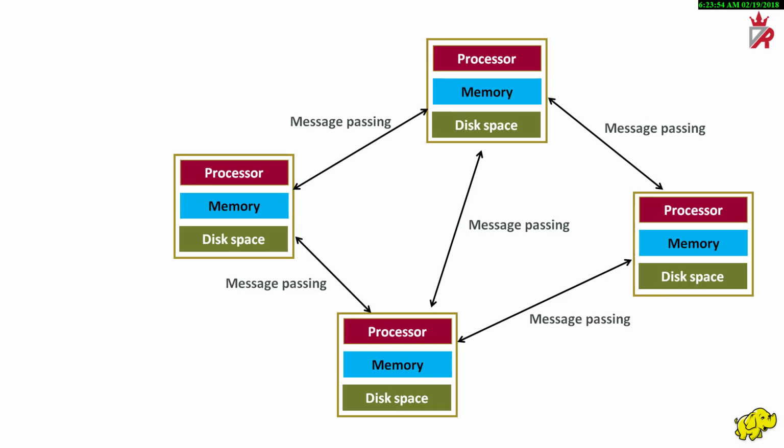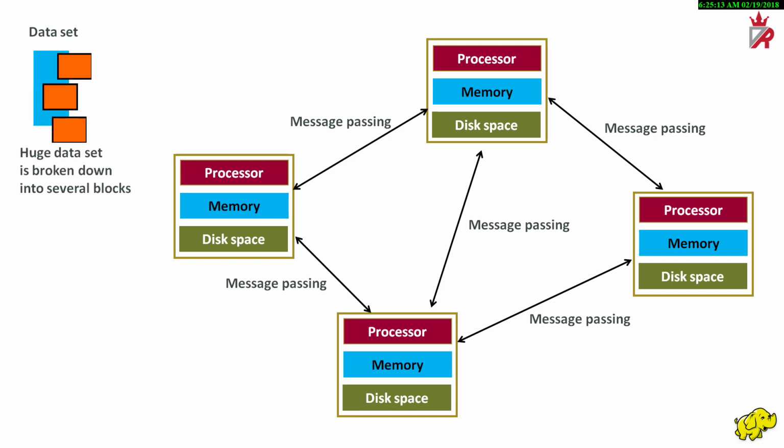Now, we know what a distributed network is. A distributed system or a network is a collection of independent computers interconnected via a network, capable of collaborating on a task. Distributed storage of huge data sets results in breaking down those huge data sets into smaller blocks and distributing them across the cluster of nodes.